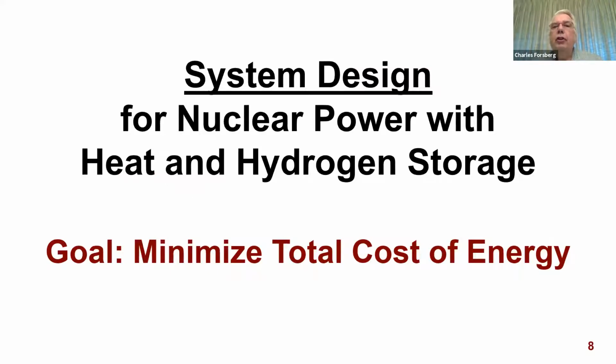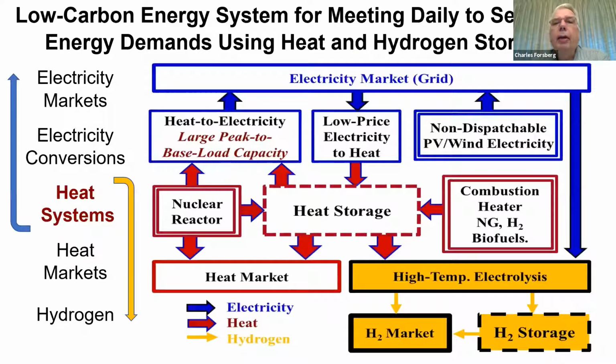With that, let us turn to the system design for nuclear power with heat and hydrogen storage. Remember what our goal is: minimize the total cost of energy. We show here a low carbon systems diagram that includes heat and hydrogen storage. I'm going to go through this figure component by component in the next 10 slides.